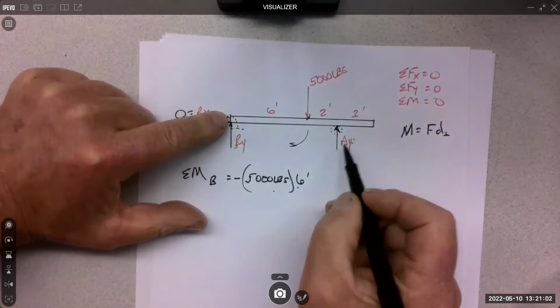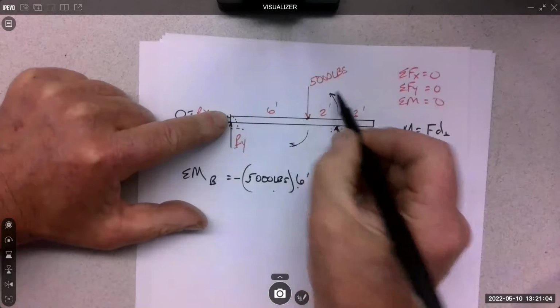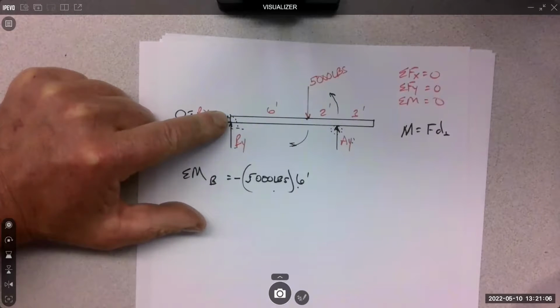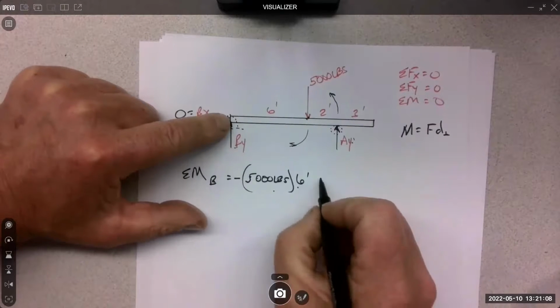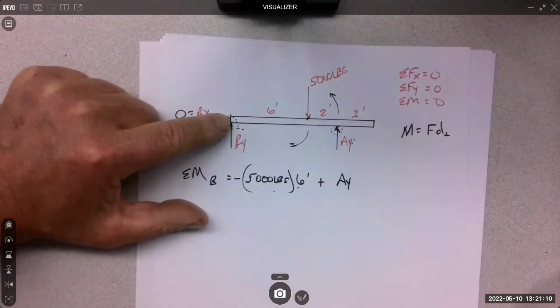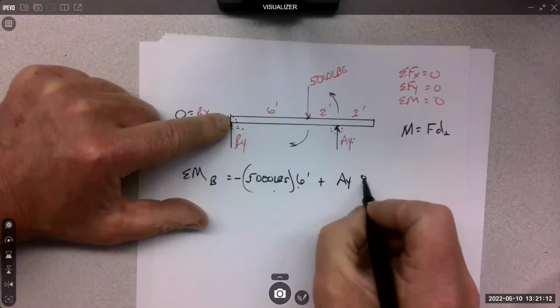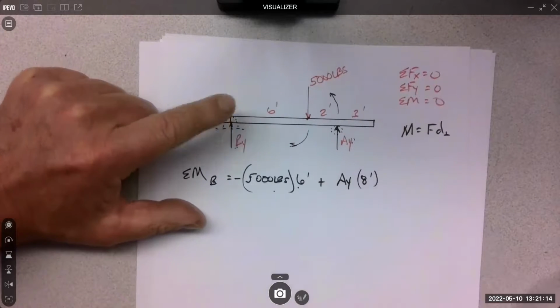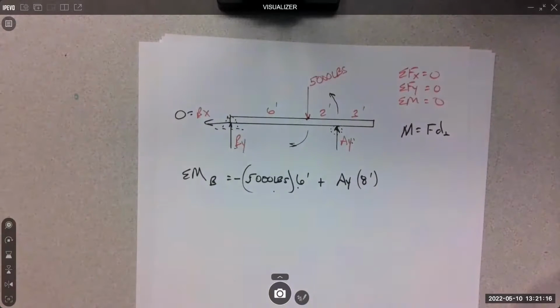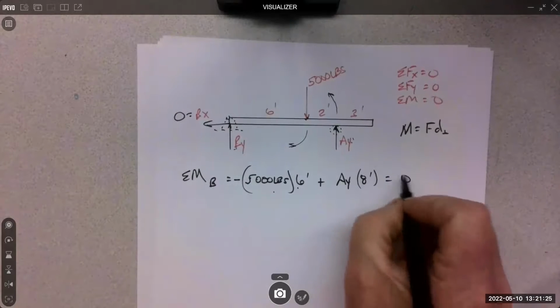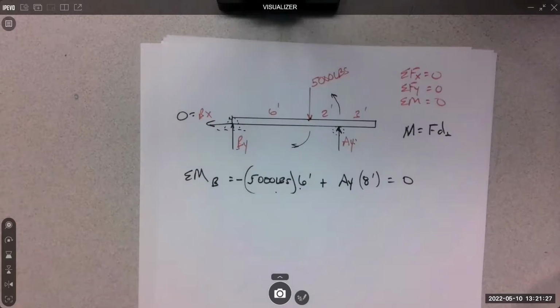AY is going to rotate counterclockwise about B. So it's going to be positive AY times 8 feet, the perpendicular distance to the point that I choose. Right? And you definitely want to put AY in. That's your unknown, so you have something to solve. We set the equation equal to 0, which means equilibrium, and solve for AY.